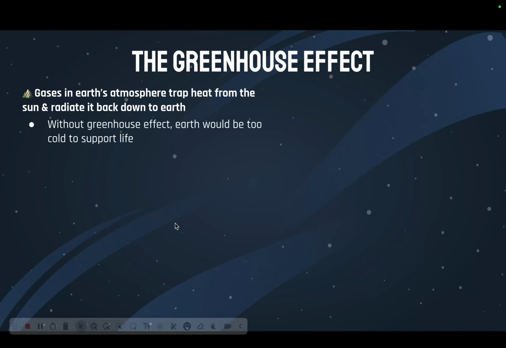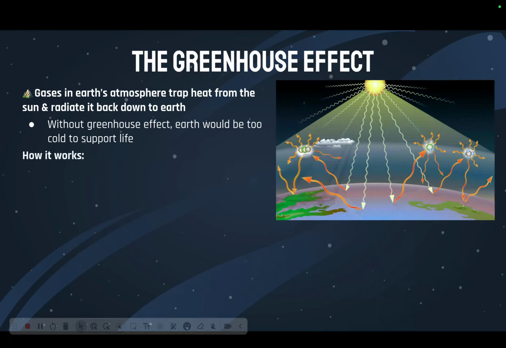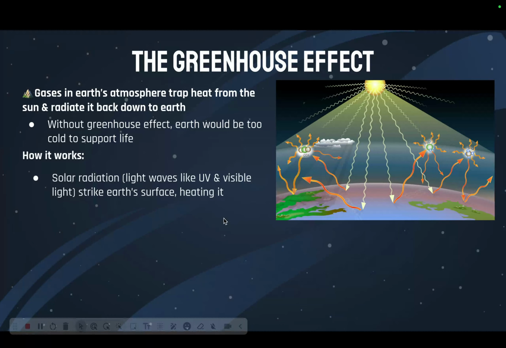All right, so gases in the Earth's atmosphere trap the heat from the sun and radiate it back down to Earth. Without that happening, Earth would be too cold to support life. So we actually need that greenhouse effect to occur in order to support life on the planet. It's kind of like we have to have the ozone layer in order to support life on the planet. And here's how it works.